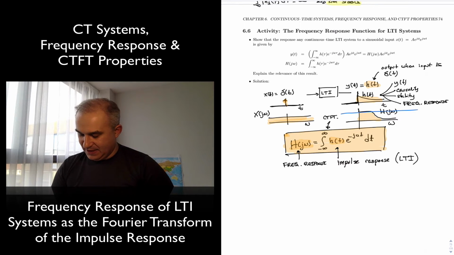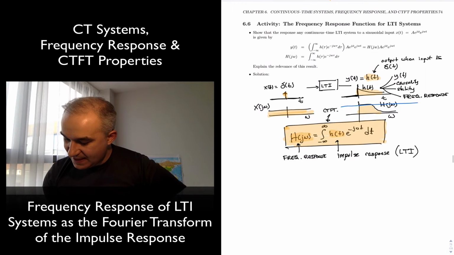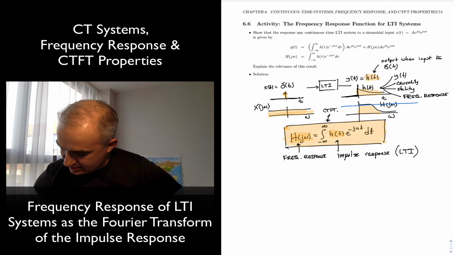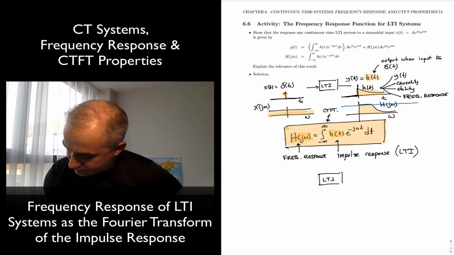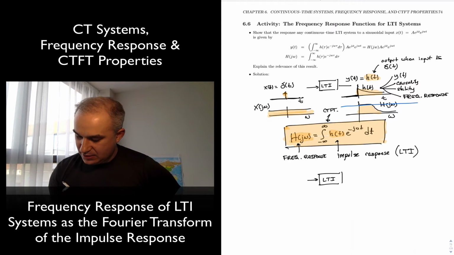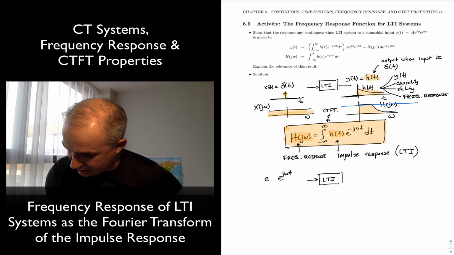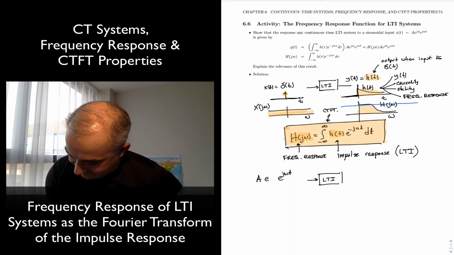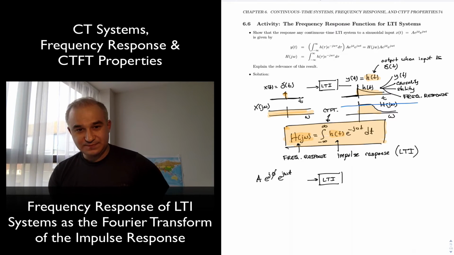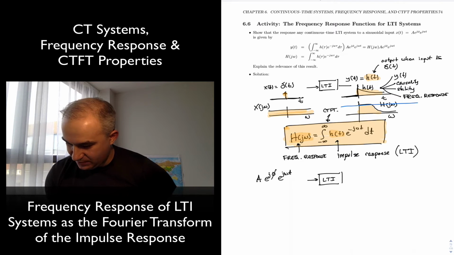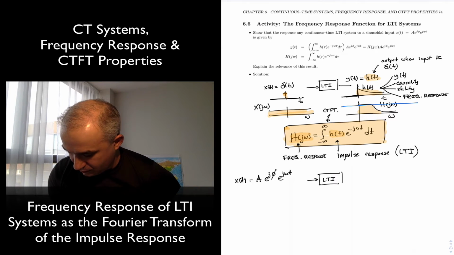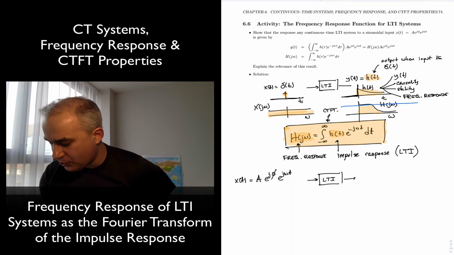Okay, so that's great. That means that if we have this LTI system, and we put a sinusoid in, e to the j omega t, with any phase, so some amplitude and a phase, e to the j phase, this is our input. What is the output going to be?